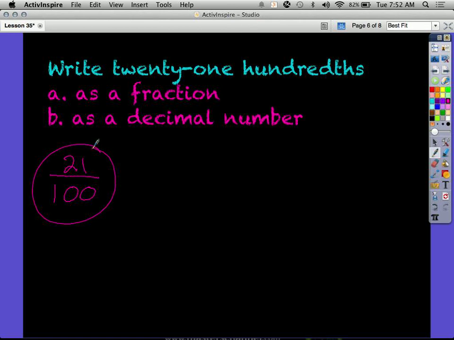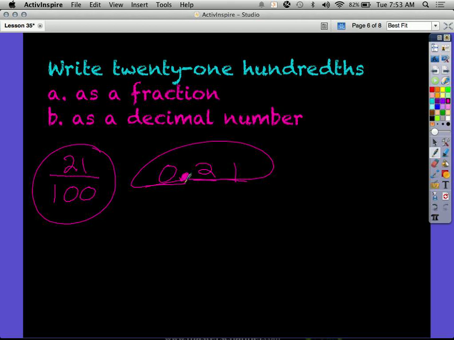B, right, is a decimal number, well, 21 hundredths. Okay, hundredths, I need to fill in 2 spots, because that's where my hundredths ends. I can just fill it in. It's at 21. So that will be my decimal answer. 0 and 21 hundredths.